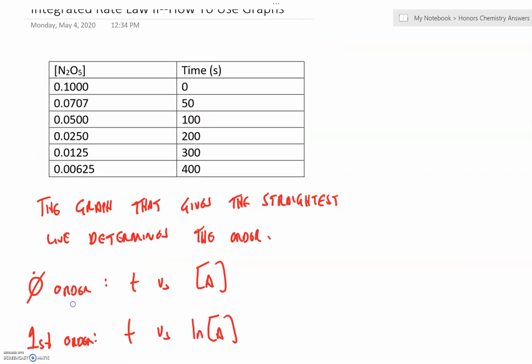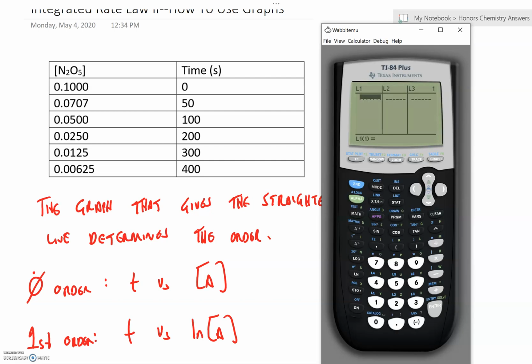So let's take this data, and what we're going to do is we're going to enter it into our calculator, and we're going to ask the calculator to graph it for us. And the arrangement of the calculator that gives us a graph with the straightest line determines the order. So I'm going to enter time on the x-axis. It really doesn't matter what column you put it in, because you can determine what is on what axis when you graph. I'm just used to putting time in L1.